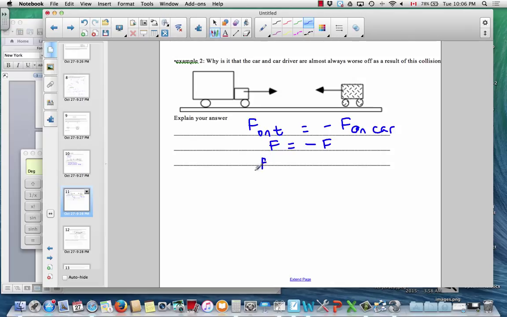In terms of the driver inside, yes, the collision forces are equal and opposite, but the mass of the truck is much larger. So with that really big mass, there's a fairly small acceleration for the truck. With the relatively small mass of the car, there's a much larger acceleration for the car. And therefore, the two accelerations aren't equal. The car has a much greater acceleration, and that leads to a greater change in velocity for the driver, which is more likely to cause them injury.